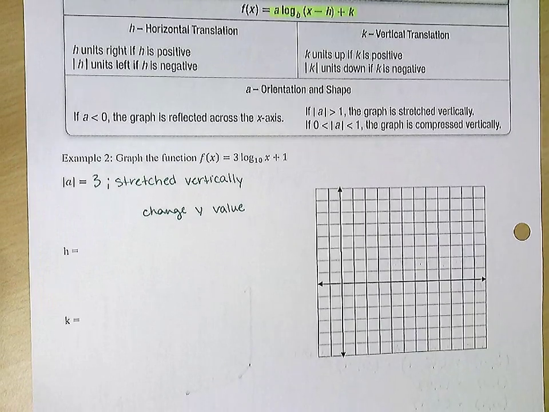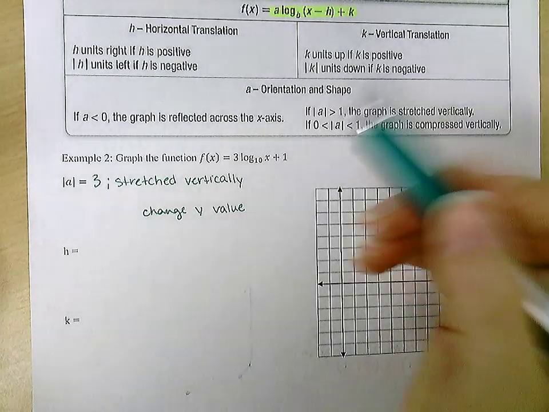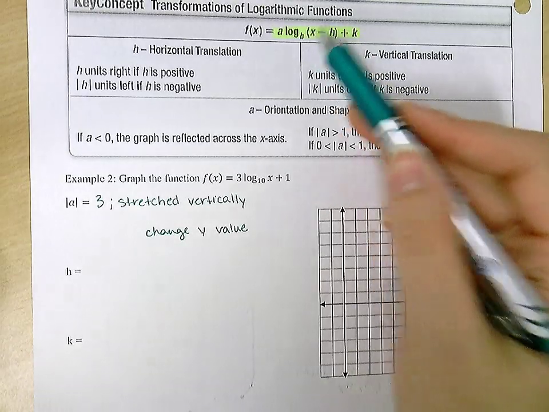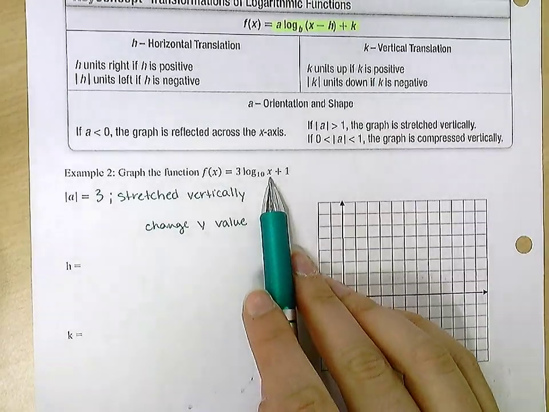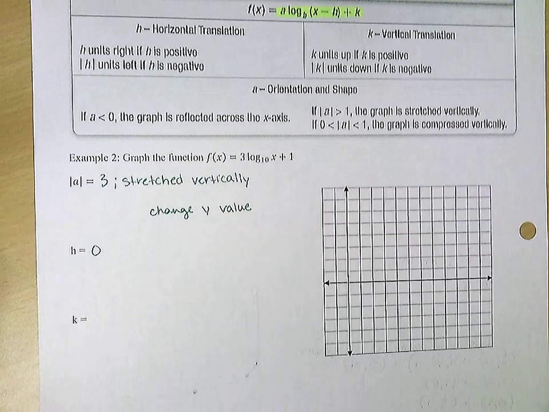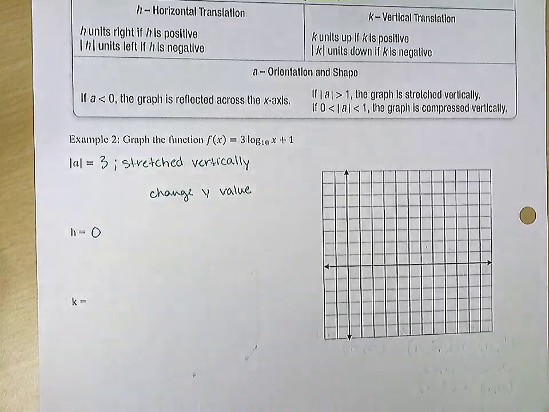So we're changing the y value if you have an A. H is with our x value in parentheses here. We don't have an h value in this case, so that would be 0. So there's no horizontal shift.